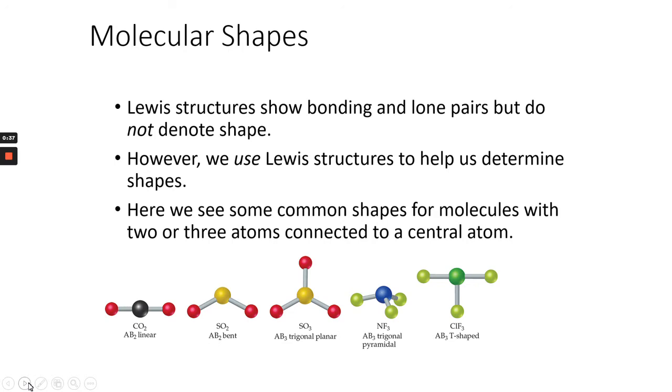We've been doing Lewis structures, and they are very helpful, but they are only 2-dimensional. So a Lewis structure really doesn't show you anything about the shape of your molecule. But we can use Lewis structures to determine the shape. So we have to draw our Lewis structure, and then from there we can figure out what the shape of our molecule is. Here are some very common shapes. So here is a linear, bent, trigonal planar, trigonal pyramidal, and T-shape.